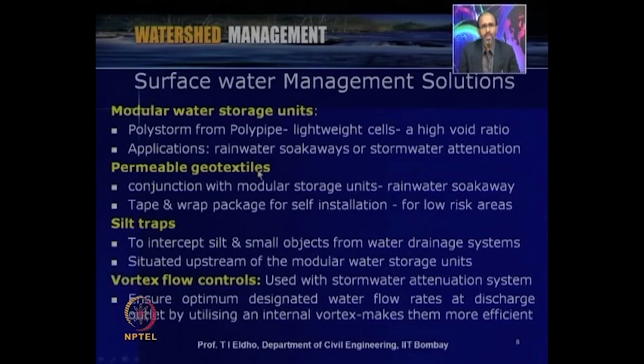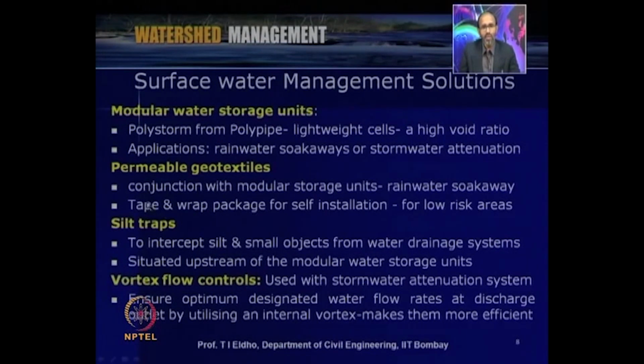Then as far as permeable geotextiles are concerned, this is in conjunction with modular storage units, just like rainwater soakways, then tape and wrap package for self installation for low risk areas like that. And then the third one is especially used for stormwater systems, silt traps. Here we intercept the silt and the small objects from water drainage systems, situated upstream of the modular water storage units. So, that is how we can use silt traps.